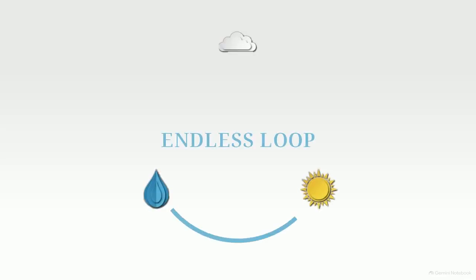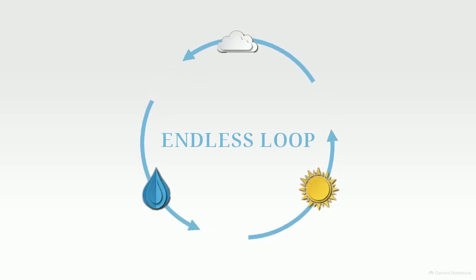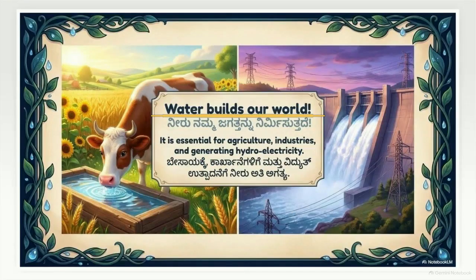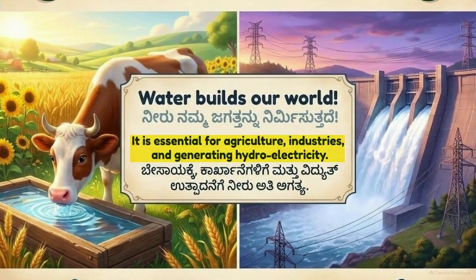Nature operates its own highly efficient recycling system. It constantly moves the exact same water through these stages to keep our planet hydrated. We rely heavily on this natural cycle. This split graphic highlights our major dependencies. Water is essential for growing our food and agriculture, running industrial factories, and generating hydroelectric power.